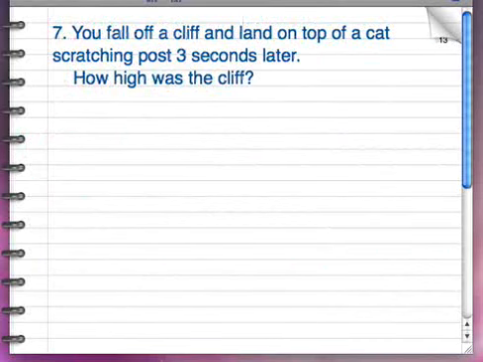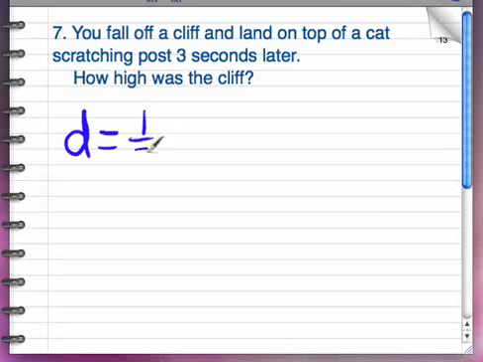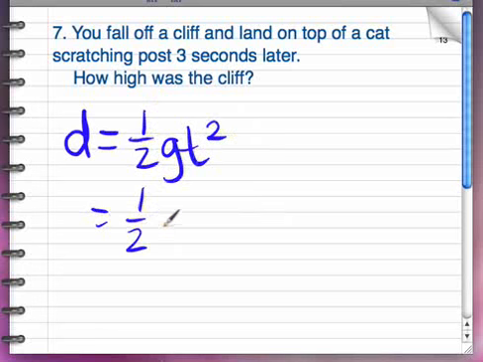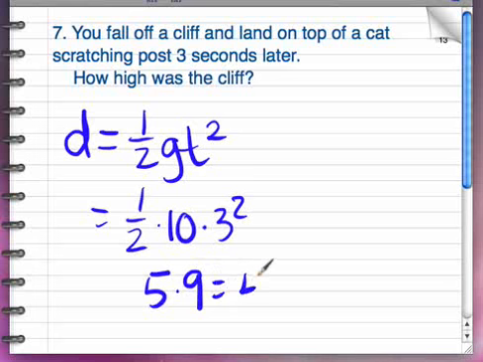Try number 7. We're looking for a distance here, and we know the time is 3 seconds. So we just do distance is 1/2 times gt squared, or 1/2 times 10 times 3 squared. 5 times 9 is 45 meters.